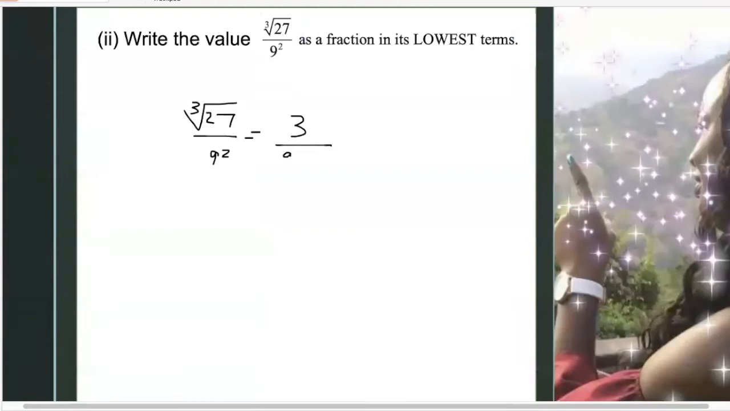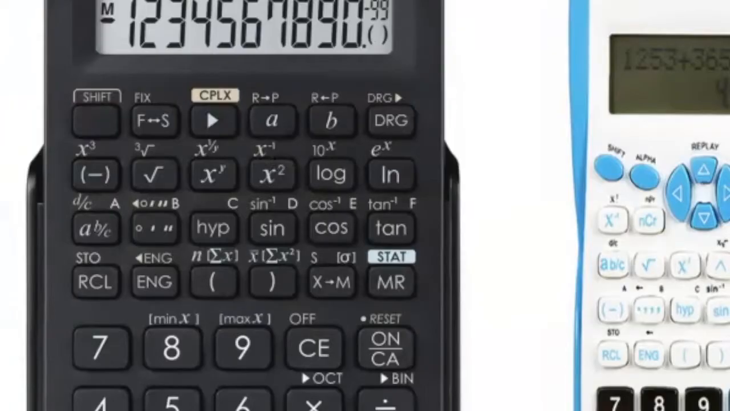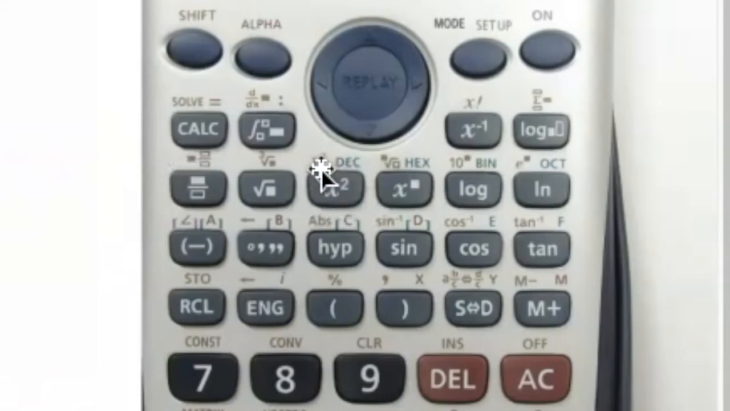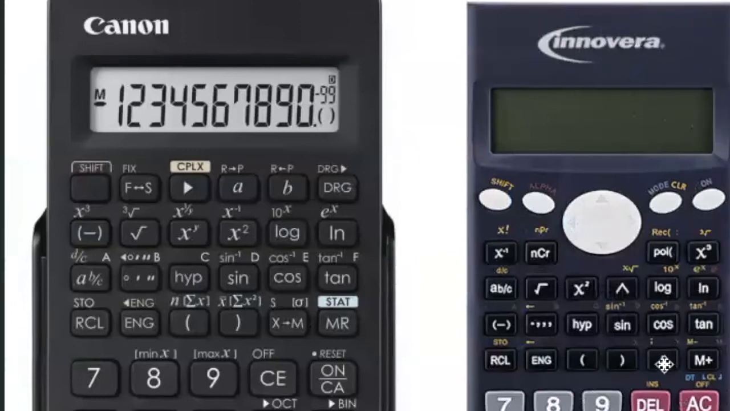9 squared means 9 times 9. So 9 nines, that's 81. So we have 3 over 81. Now you could also enter 9 squared in your calculator. This is the button that gives you square. The x squared button is rather self-explanatory. This is the button that gives you the power of 2. Each calculator will have the x squared on it. That's how you get the square.